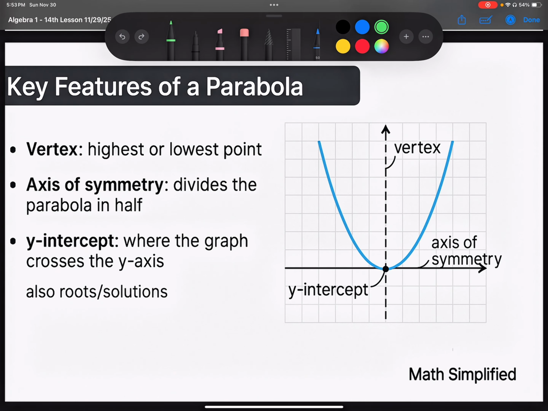Key features of a parabola. The vertex could either be the highest or lowest point. For example, here, the vertex is the lowest point of the parabola because it's going upwards. It's like the minimum, the lowest point of the graph. Then the axis of symmetry divides the parabola in half over here. And afterwards, the y-intercept. The y-intercept here would also be where the vertex is as well.